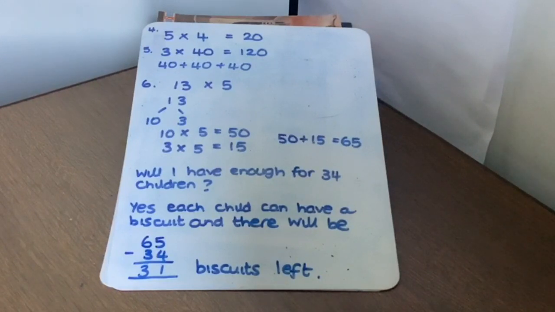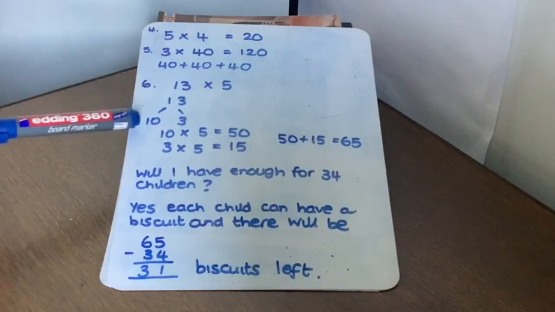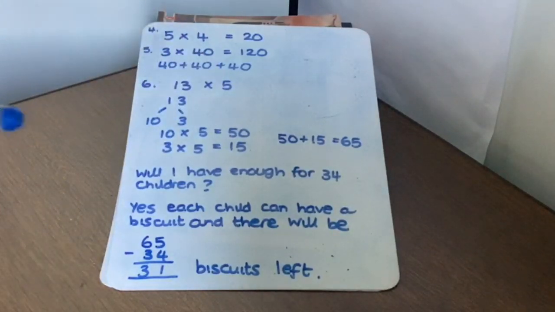And then question 6. There are 13 biscuits in a packet. How many biscuits are there in 5 packets? And will I have enough to give each member of my class, 34 children, 1 each? Explain. So you could have used the partitioning method that we used earlier. So 13 would partition into a 10 and 3 ones, and then multiply both of those parts by 5.